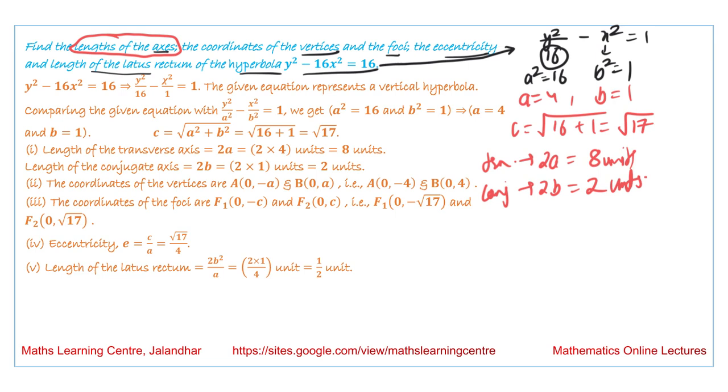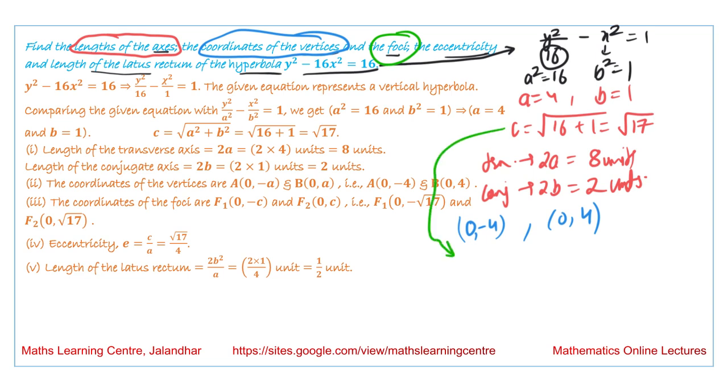Next we have to calculate the coordinates of the vertices. Again the vertices will lie on the y-axis, so the coordinates will be (0, -4) and (0, 4). Next we have to calculate the foci. That will also lie on the y-axis, so the coordinates will be (0, -√17) and (0, √17).